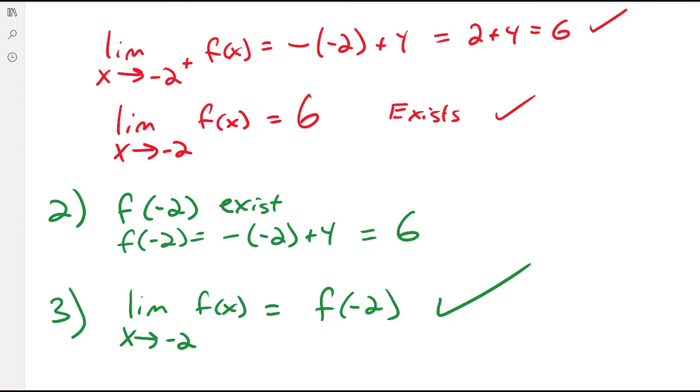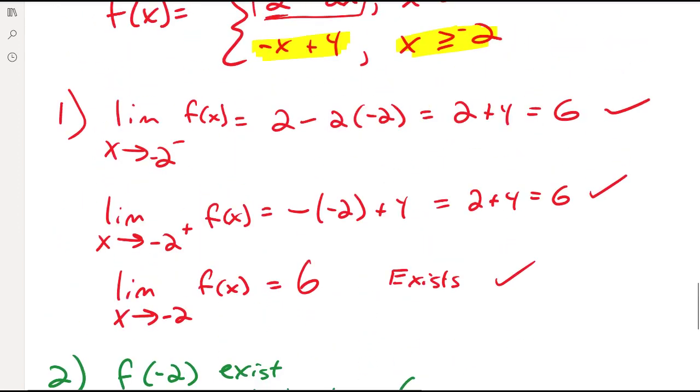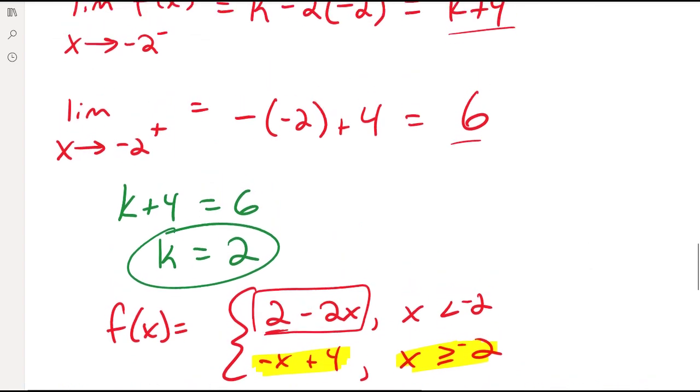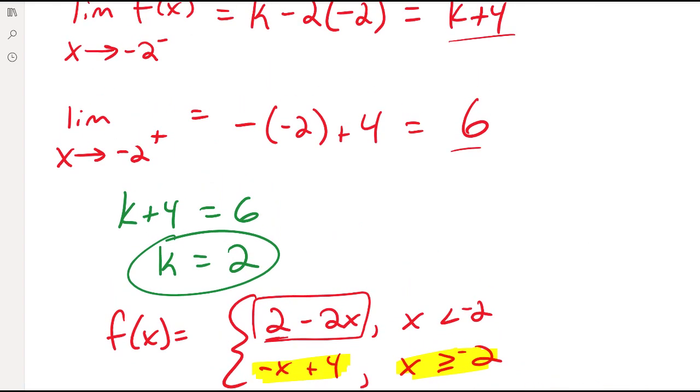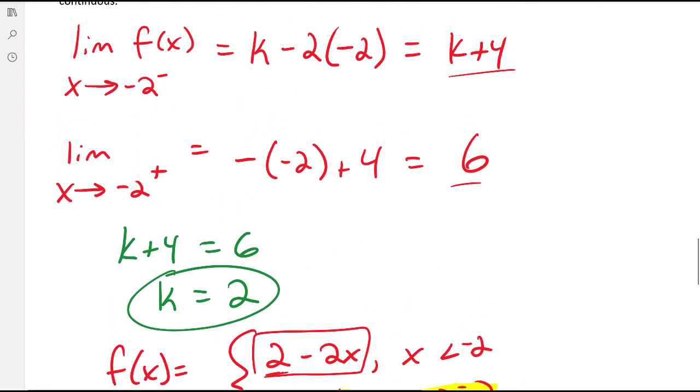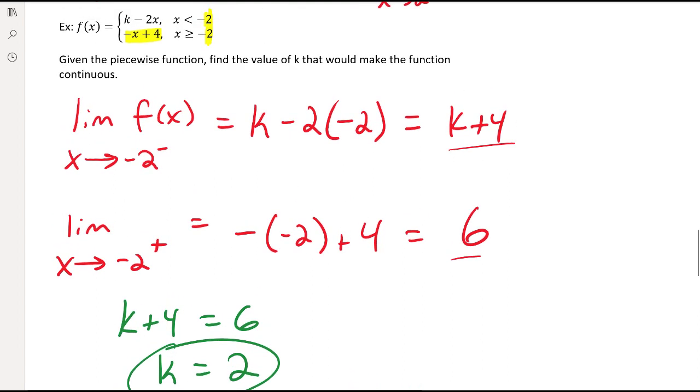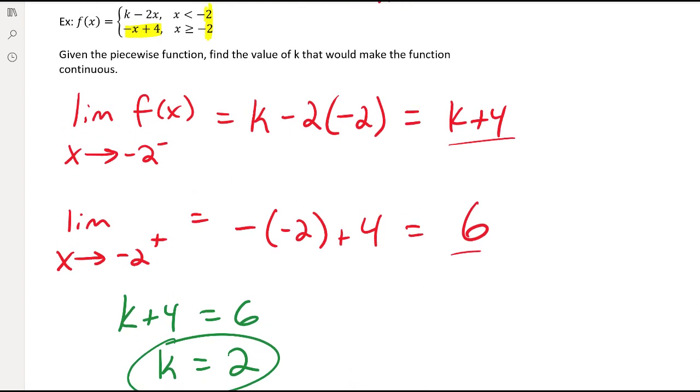All right, so do you have to do all of that? No, but I wanted to prove to you why k equals 2 is the correct answer to make this piecewise function continuous. So all you have to do is find your left-hand limit, find your right-hand limit, and set those limits equal to each other and solve for k. That is going to automatically create a situation where all three conditions for a continuous function are met.